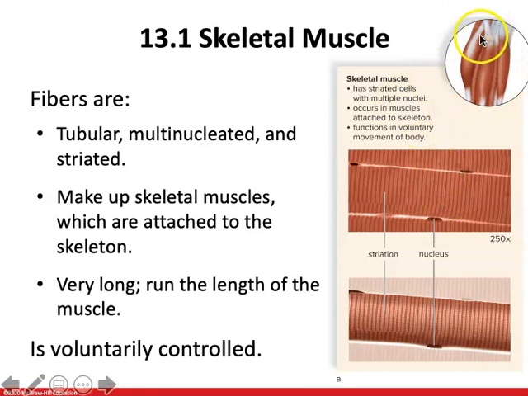So your gastrocnemius, that very, very long muscle that you have in the back of your calf, is going to consist of very, very long muscle fibers that run the entire length. Because those single cells are so very, very long, they're going to be controlled by multiple nuclei. Now, these are going to be under voluntary control. You do have intentional conscious movement and control over your skeletal muscles.